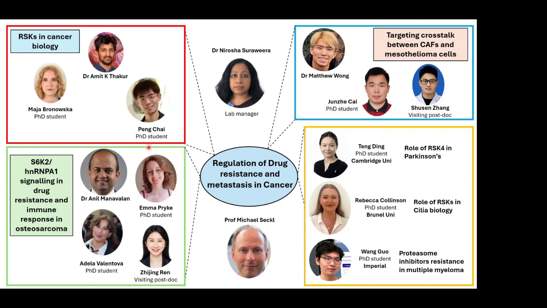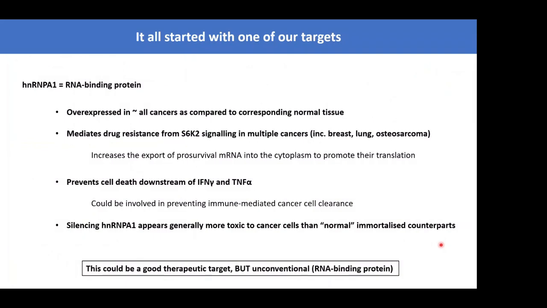Outside of cancer, we've also looked at the role of S6 kinase in Parkinson's disease and cilia biology with co-supervised PhD students at other institutions. Apart from our research on S6 kinase, we're also involved in research on the crosstalk between cancer cells and cancer-associated fibroblasts, and a new project now on proteasomal inhibitor resistance in multiple myeloma. So as you can see, none of that screams AI research. How did we end up being involved in developing this new AI tool?